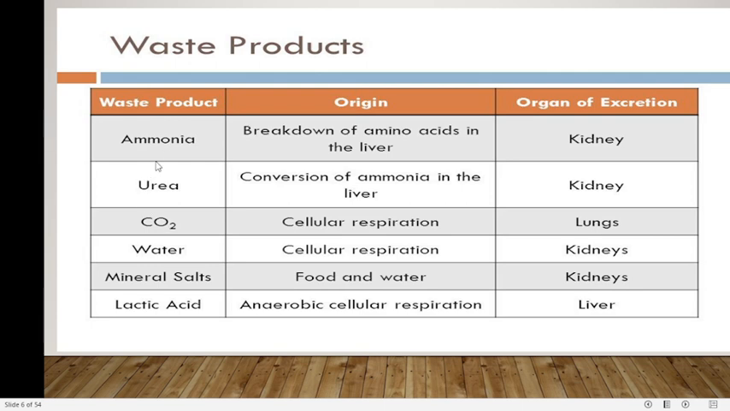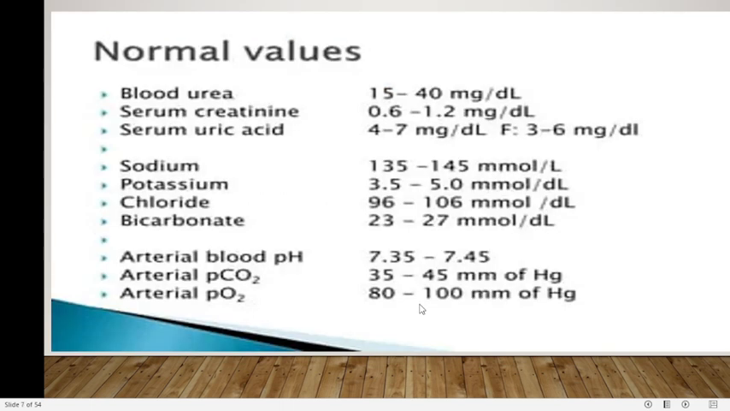We have several waste products that we need to be aware of. One is ammonia, which normally originates from breakdown of amino acids in the liver. We have urea, which normally results from the conversion of ammonia in the liver. CO2 and water from cellular respiration. Mineral salts from food and water. And lastly, lactic acid from anaerobic cellular respiration.